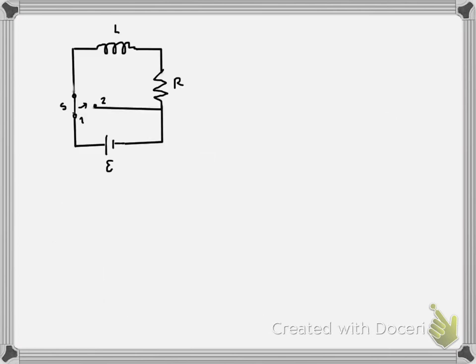Now let's put this inductor in a circuit with a resistor. Initially we have a battery pumping current through the inductor and the resistor. We have had this circuit connected like this for a while. The switch has been in position 1 for a while, so we have a certain amount of current flowing through the inductor and through the resistor.